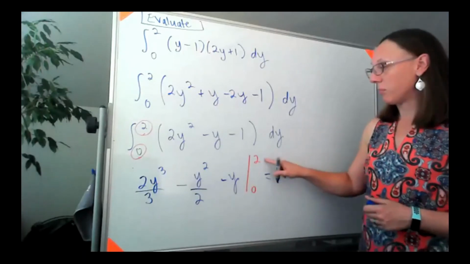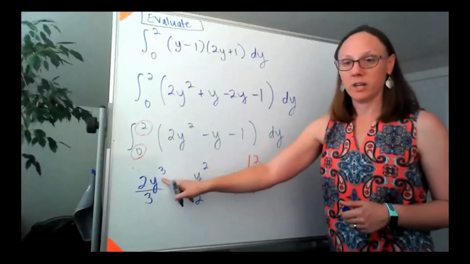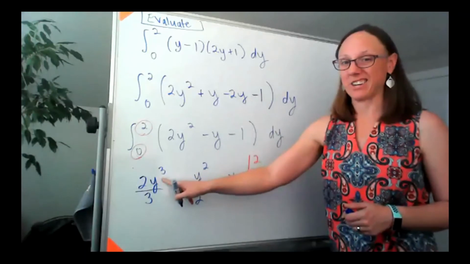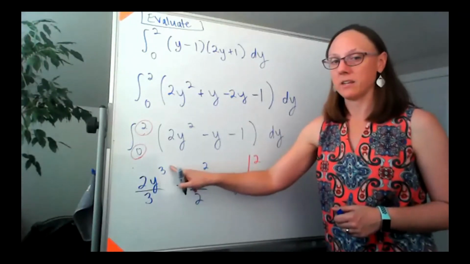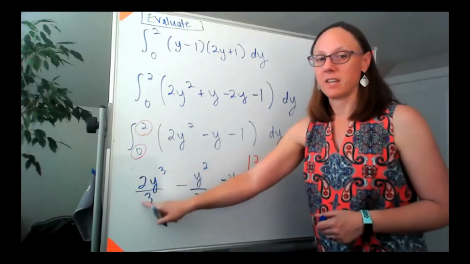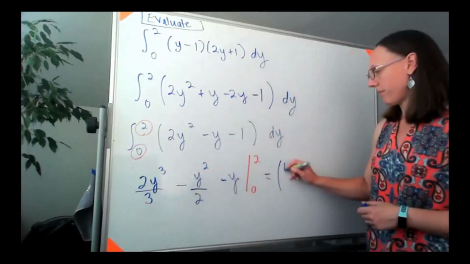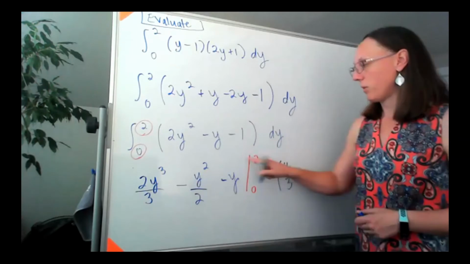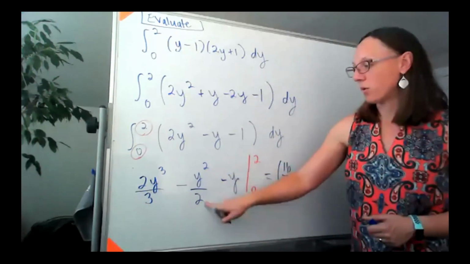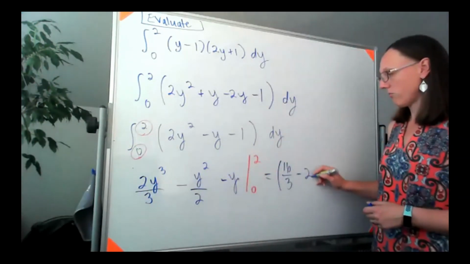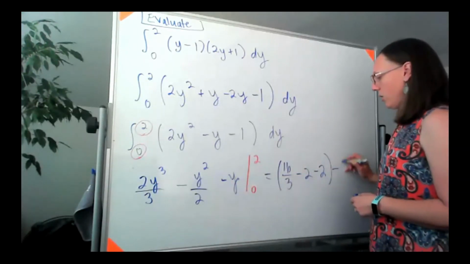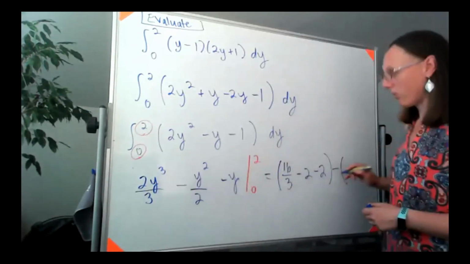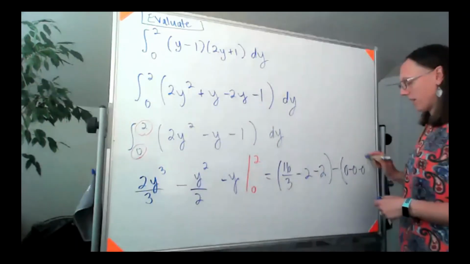When I plug in the 2, I'm going to do the arithmetic kind of fast here because the numbers aren't terrible. When I plug in the 2, 2 cubed is 8, times 2 gets me to 16, divided by 3. Plugging in the 2 here, 2 squared is 4, divided by 2, and back to 2, and minus another 2. When we plug in the 0, I'm going to get 0 minus 0 minus 0.